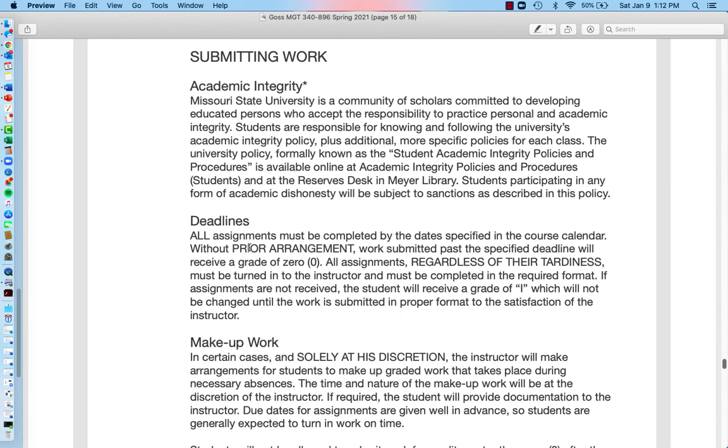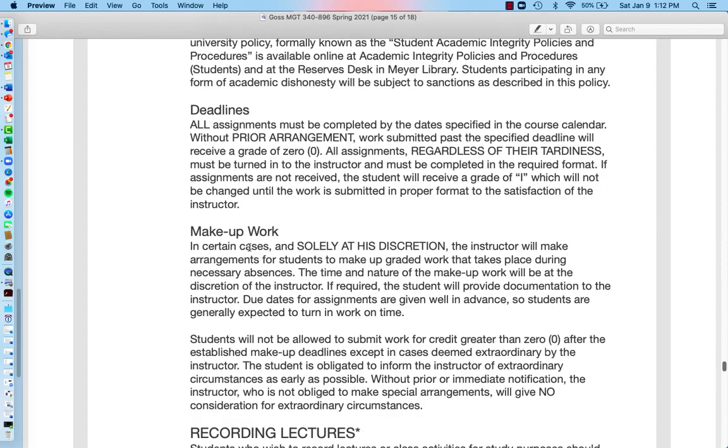And I don't want to have those conversations with you because I don't get paid enough to be a professor, a policeman, a detective, a prosecuting attorney, a judge, and a jury. I only get paid to be a professor. So make sure that you understand that's my one major request of you with regard to academic integrity. We've talked about deadlines. Without prior arrangement, deadlines stand, period.